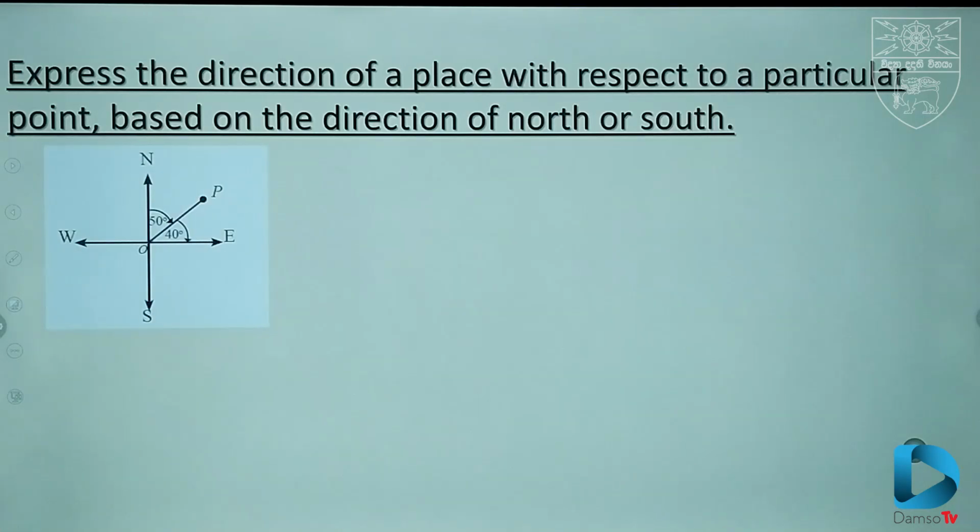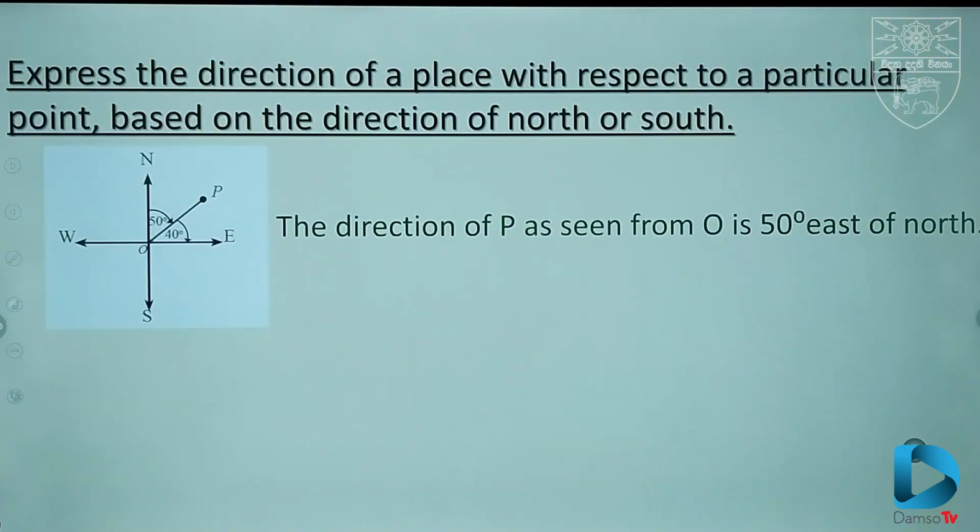Look at this one. The direction of P as seen from O is 50 degrees east of north. You can see P is 50 degrees east of north. We can write it as N 50 degrees E. N means north, E means east. Let's see another one.